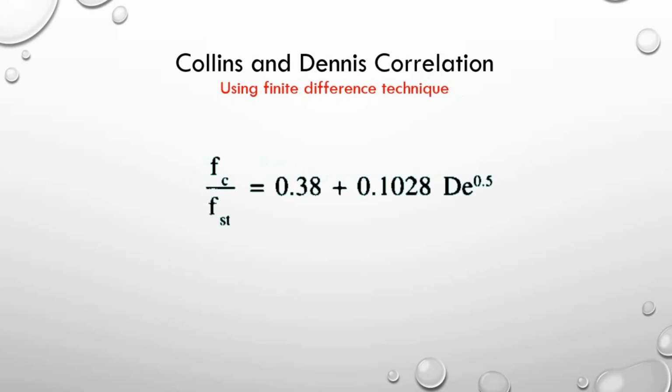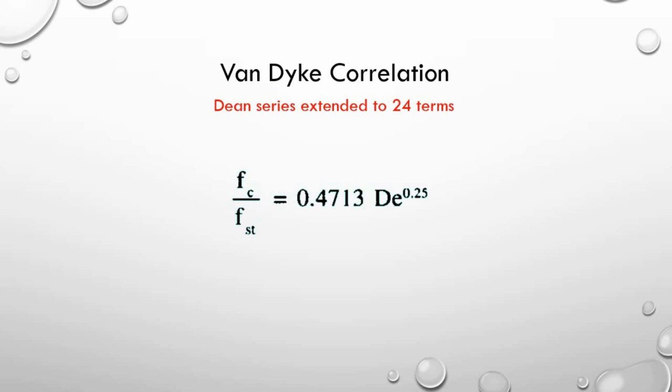And Collins and Dennis used the finite difference technique. They used an extremely fine grid size and proposed the following equation. Van Dyke extended the Dean series to 24 terms and obtained the following results in the range of laminar flow. This relationship is clearly in disagreement with the results obtained by other theoretical analyses. He suggested that this discrepancy was due to the inaccuracy or incorrectness of the then available numerical and analytical solutions.